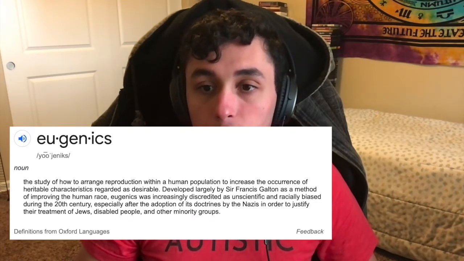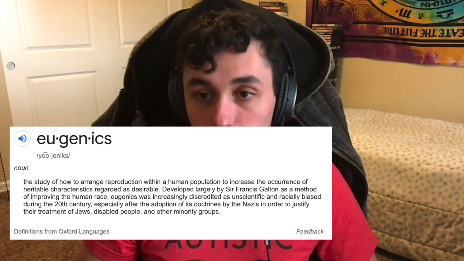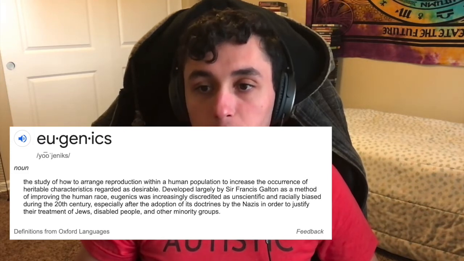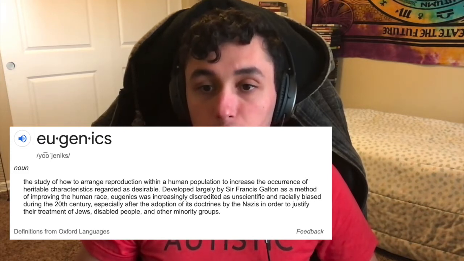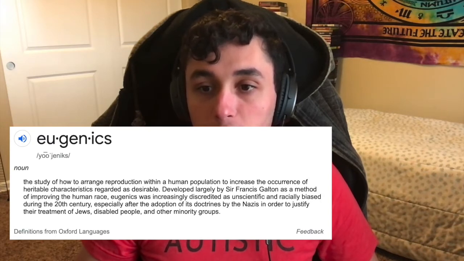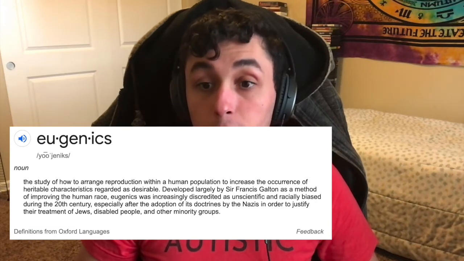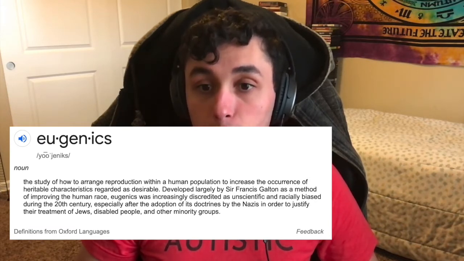According to the Oxford Dictionary, eugenics is defined as the study of how to arrange reproduction within a human population to increase the occurrence of heritable characteristics regarded as desirable. Developed largely by Sir Francis Galton as a method of improving the human race, eugenics was increasingly discredited as unscientific and racially biased during the 20th century, especially after the adoption of its doctrines by the Nazis in order to justify their treatment of Jews, disabled people, and other minority groups.